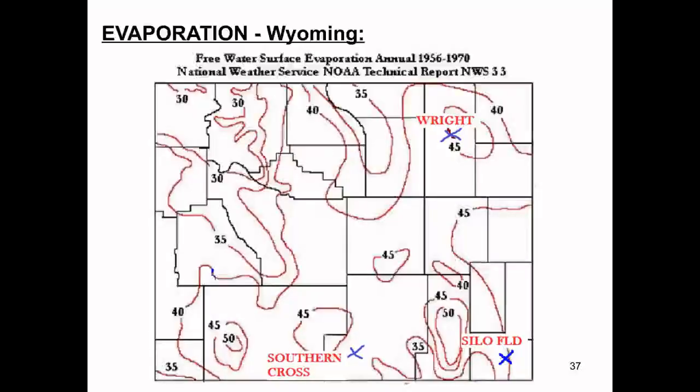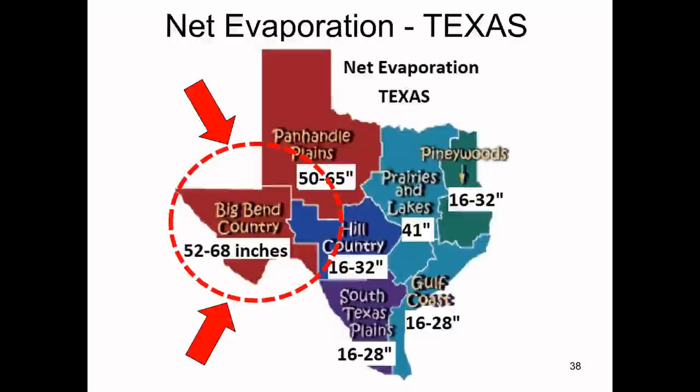So evaporation in Wyoming, for example, here's your free water evaporation annually, and typical is about 45 inches per year. In West Texas, where the Permian is, out in the Big Bend country and the Panhandle Plains, the evaporation can be as high as 68 inches of net evaporation.